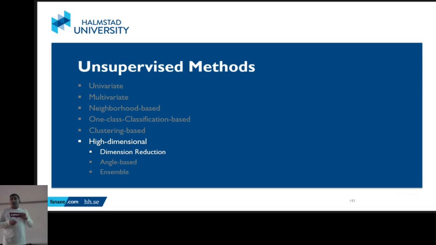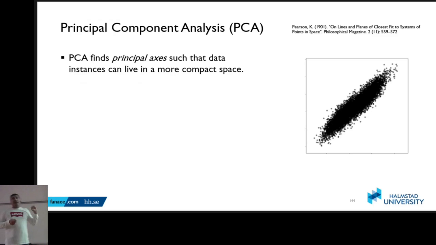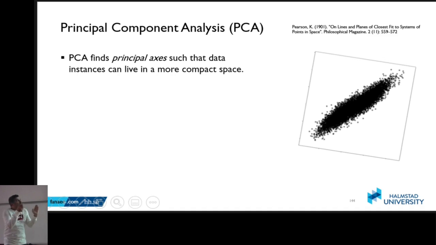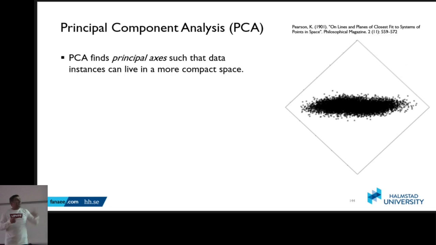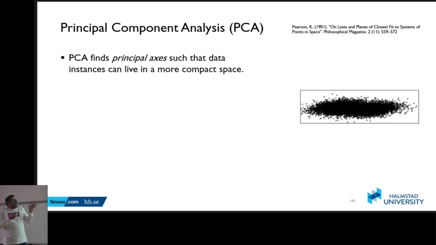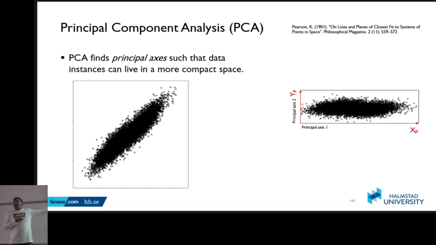So let's talk about dimensionality reduction methods. This is principal component analysis. Are you familiar with PCA? Of course you are familiar with PCA. PCA finds principal axes such that data instances can live in a more compact space. So let's look at this. This is data of height and weight, right? If we rotate this data like this, and instead of that big box, we put this box, now the data becomes more compact and none of the instances is out of the box. So why do we need such a huge data space, such a large box, while we can represent the data in this smaller box? This is the idea of PCA.